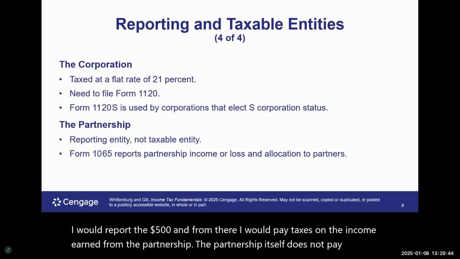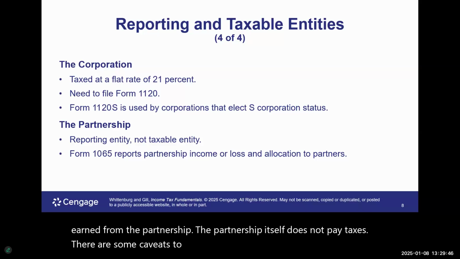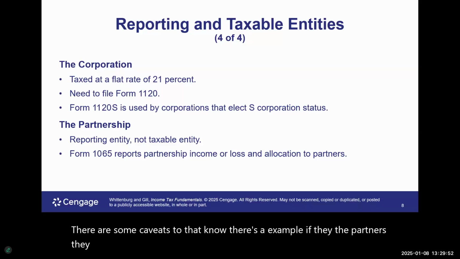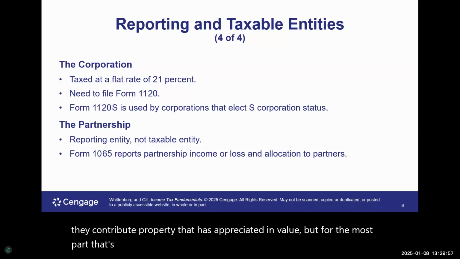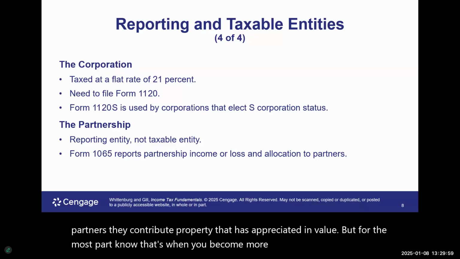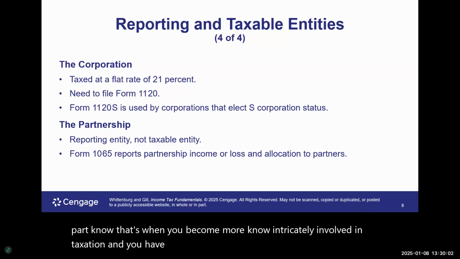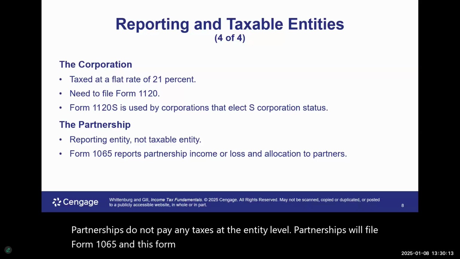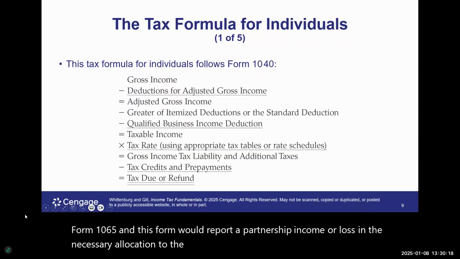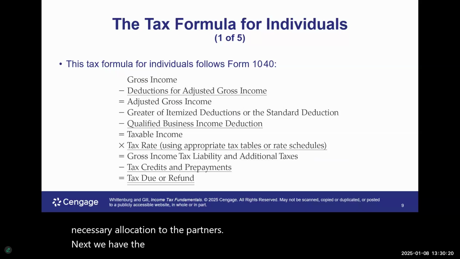There are some caveats to that. There's an example if the partners contribute property that has appreciated in value, but for the most part, that's when you become more intricately involved in taxation and you have certain clients. But for the most part, partnerships do not pay any taxes at the entity level. Partnerships will file Form 1065, and this form would report the partnership income or loss and the necessary allocation to the partners.